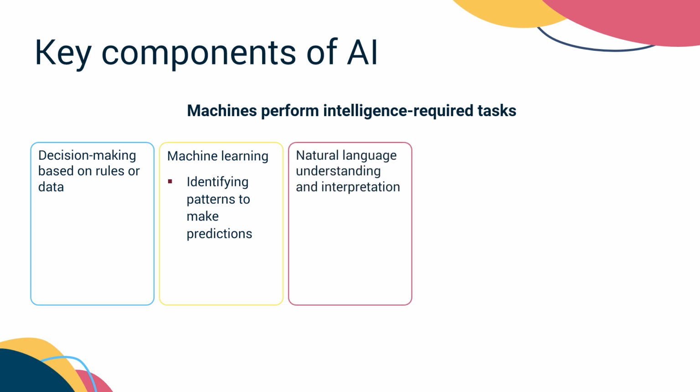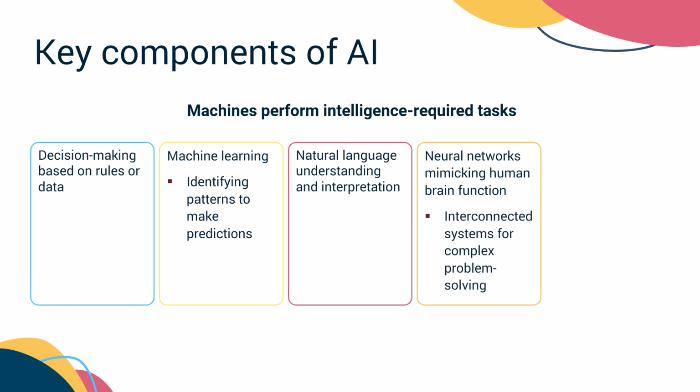Natural language processing, or NLP, enables computers to understand, interpret, and respond to human language, making it possible for us to communicate with machines in more natural and intuitive ways. Lastly, neural networks are designed to mimic the way the human brain processes information. These interconnected systems help AI recognize complex patterns and solve problems in a way that resembles human thinking. Together, these components form the foundation of modern AI technologies.